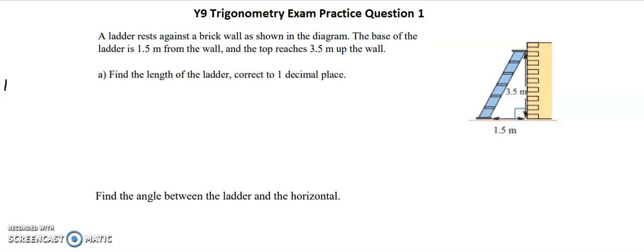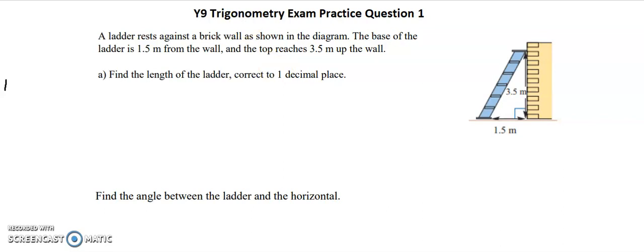Year 9 Trigonometry Exam Practice Question 1. A ladder rests against a brick wall as shown in the diagram. The base of the ladder is 1.5 meters from the wall and the top reaches 3.5 meters up the wall. Find the length of the ladder correct to one decimal place.